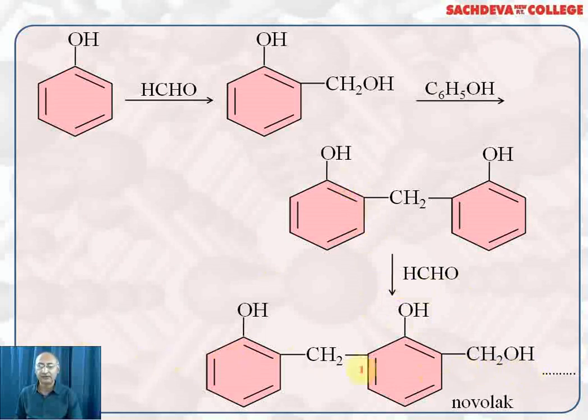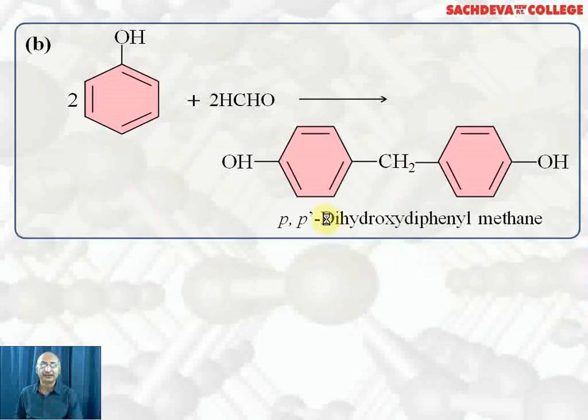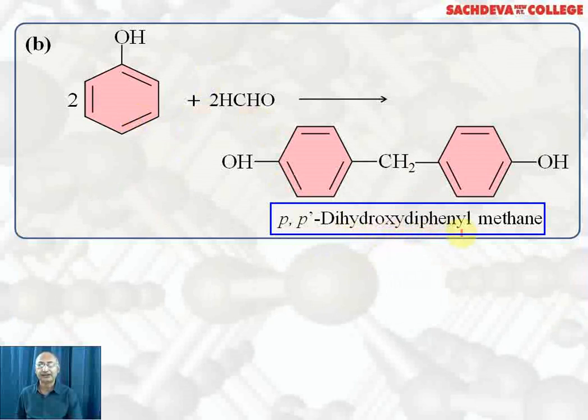Here the chain will be formed from both sides and this linear polymer is called Novolac. Now we are taking 2 moles of phenol reacting with 2 moles of formaldehyde. We get these products and this product is called bis-hydroxymethyl phenols. Now these two will undergo cross linkage. First phenol reacts with formaldehyde to form para-para-dihydroxy diphenyl methane, which we have already shown.